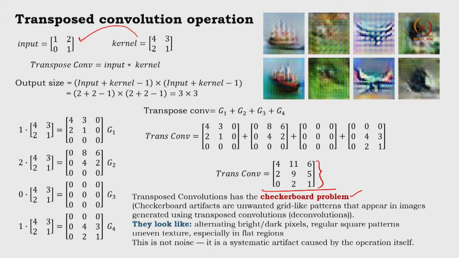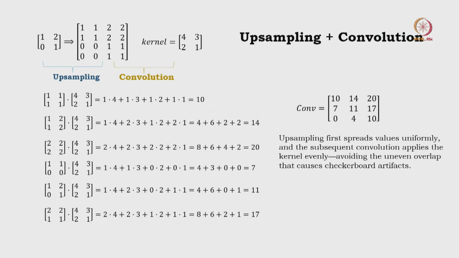This is not intentional, and it is not any noise which has occurred. The concept itself creates a systematic artifact because of the operation itself, not any external noise that is being added. How do you overcome this?